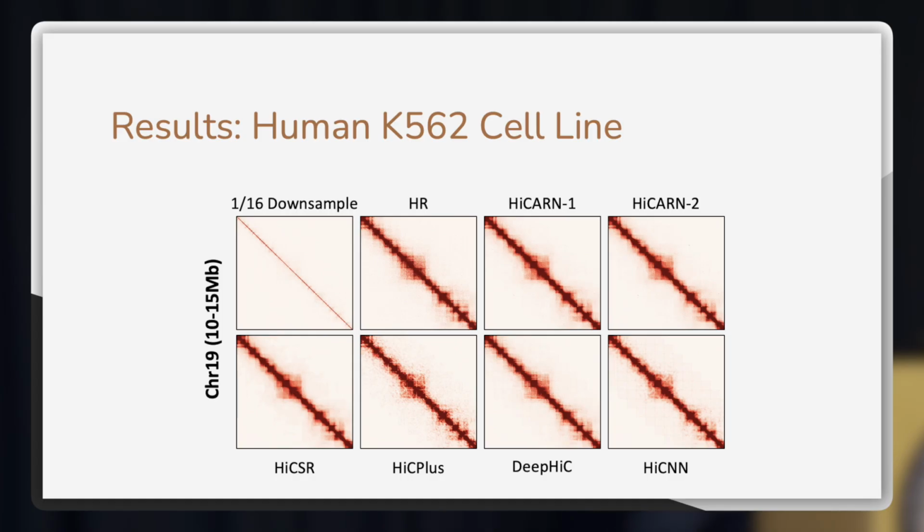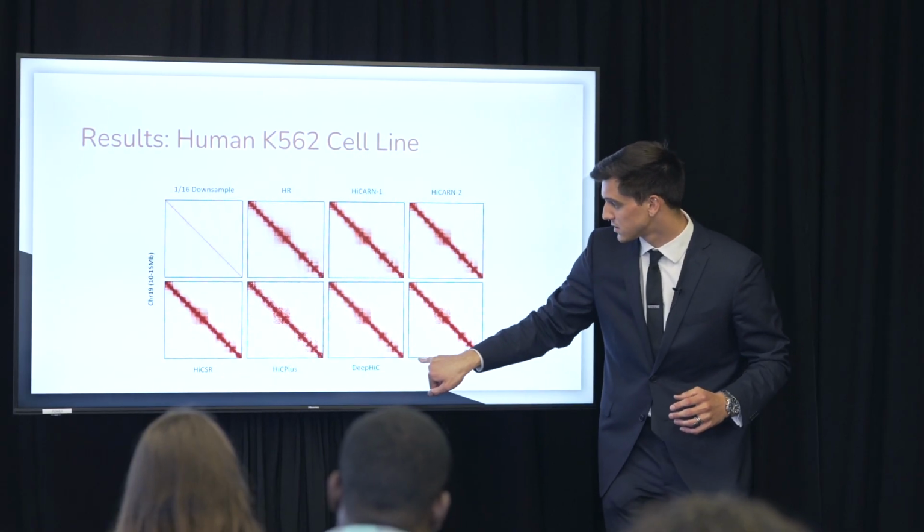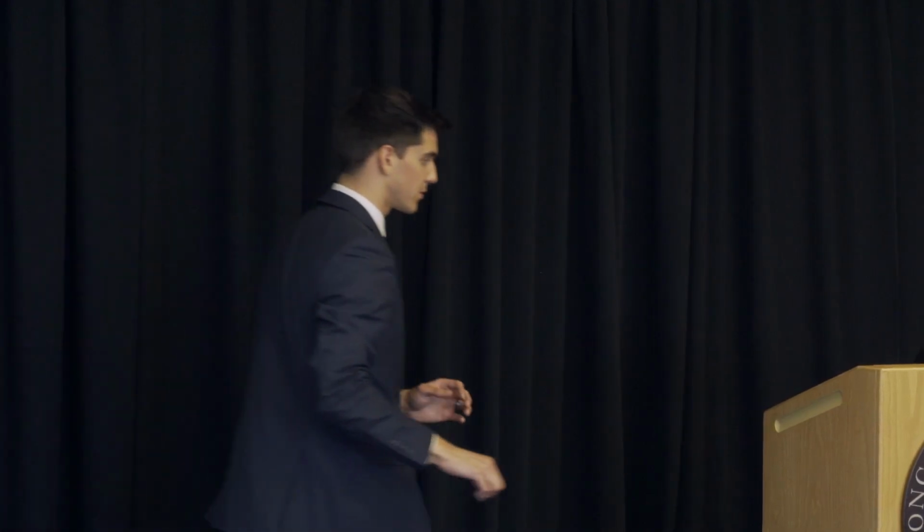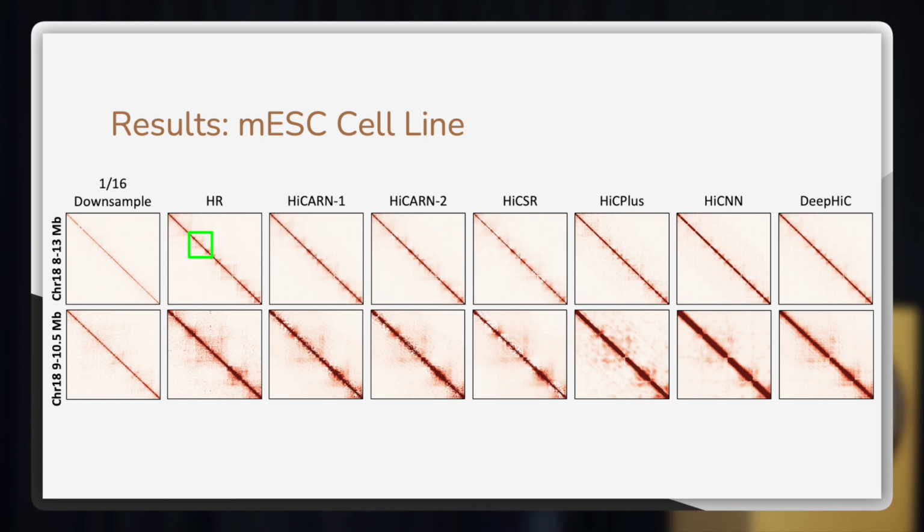And then this is across cell lines. A similar thing here, HiCARN 1 and 2 reproduce very visually similar images to the high resolution data. Other models produce somewhat blurry images. However, HiCSR and DeepHiC do pretty well as well. And then this is across species, and this is where you really start to see the robustness of our model, where HiCARN 1 and 2 are able to accurately reproduce the high resolution image, whereas all these other models do not, for the most part, maybe HiCSR, do not do it as well as we do.